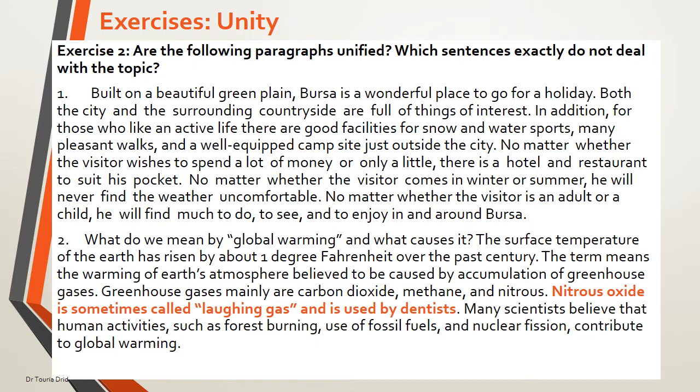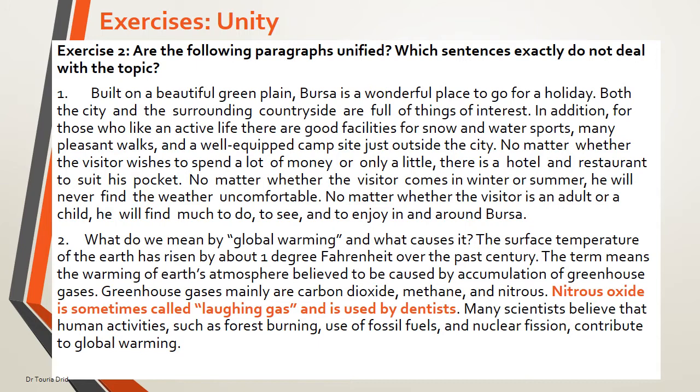Relevant. No matter whether the visitor is an adult or a child, he will find much to do, to see and to enjoy in and around Bursa. Relevant. Here there is no concluding sentence. We notice that all of the supporting sentences develop the idea that Bursa is a wonderful place to go for a holiday. Then we say that the paragraph is unified. There is no irrelevant information.